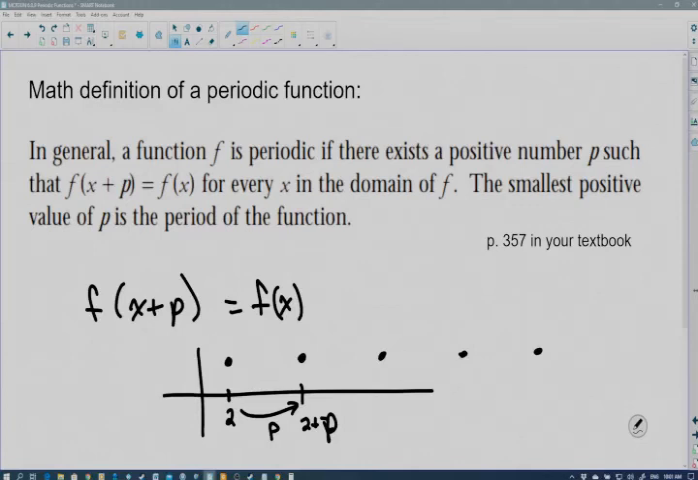All right, so just to show you how they will define mathematically the definition of a periodic function in a sentence form in a math textbook. So sometimes you're going to read sentences like that. They're going to look extremely scary, but if you break it down a little bit at a time, you should be able to make sense of it.